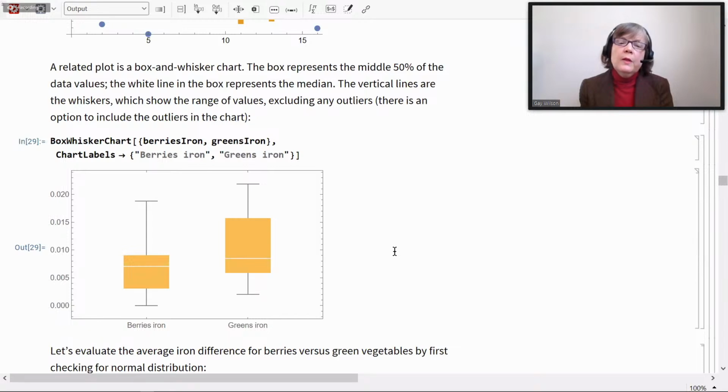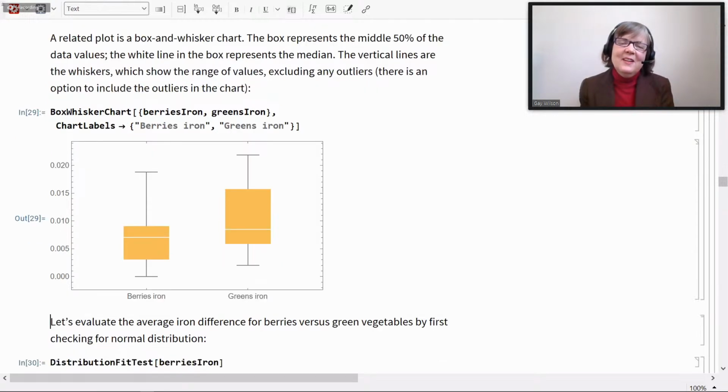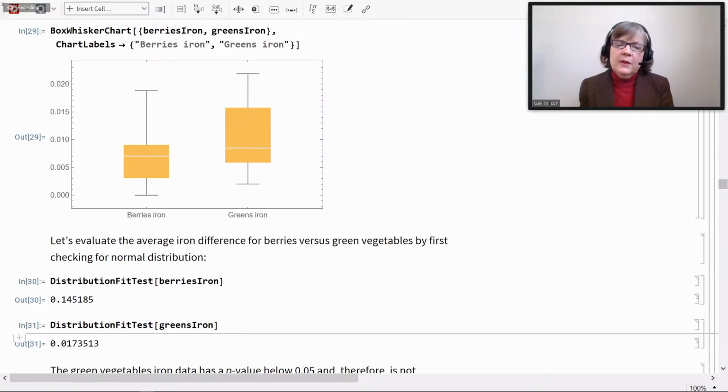So looking at our berries and iron, not surprisingly, our instinct says greens have more iron, right? So you can, not surprisingly, see that that box is a higher value there, with a greater range. Okay, we're going to keep going.